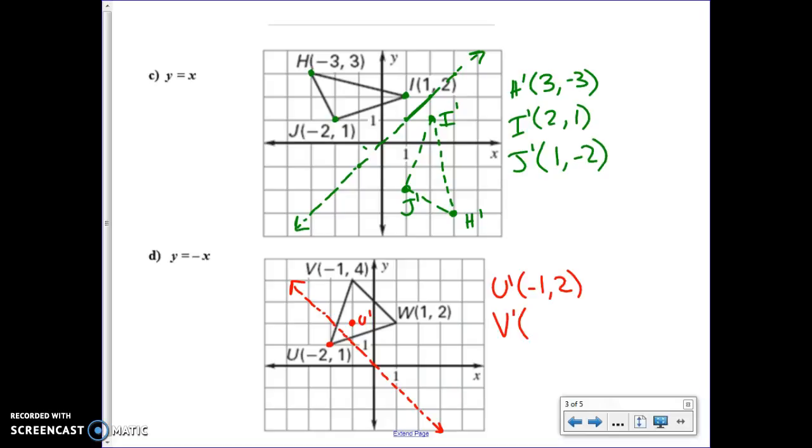V prime, if we're here, we need to count. So 1.5 boxes away, here's V prime. And then W prime is 1.5 boxes away, so we need this distance. And there's our new triangle. So V prime ended up at (-4, 1). Hopefully you're seeing the pattern there as well. W prime is at (-2, -1).